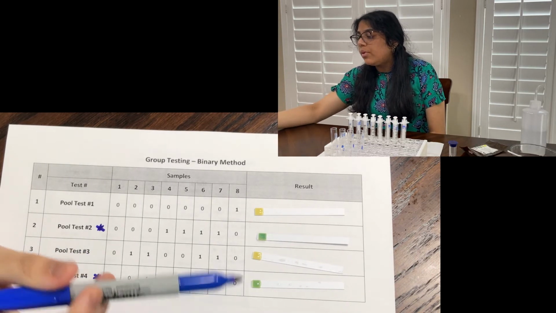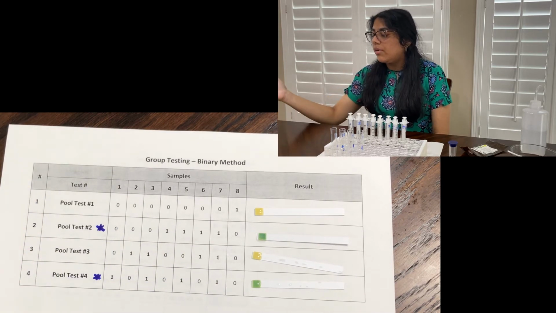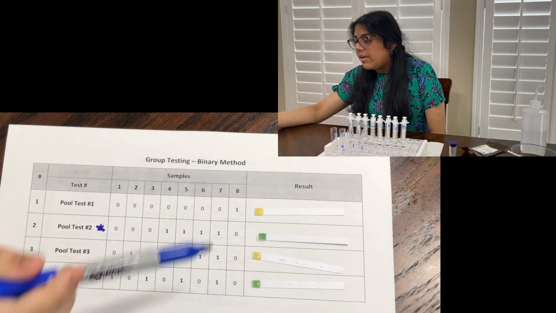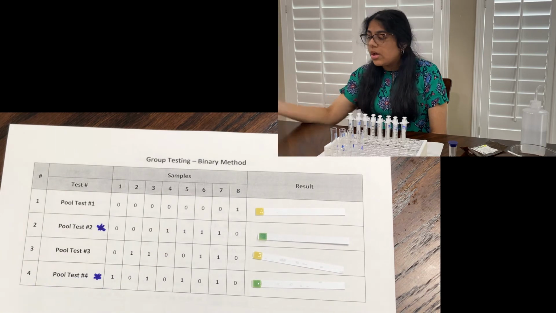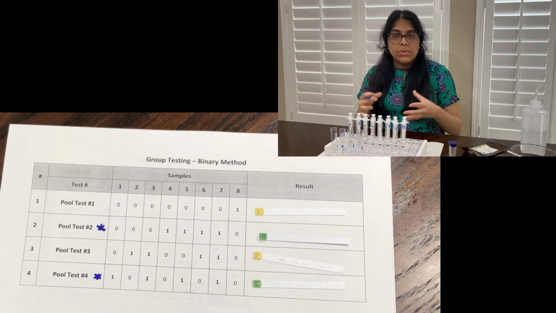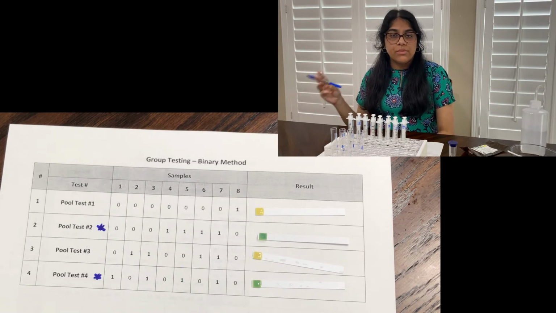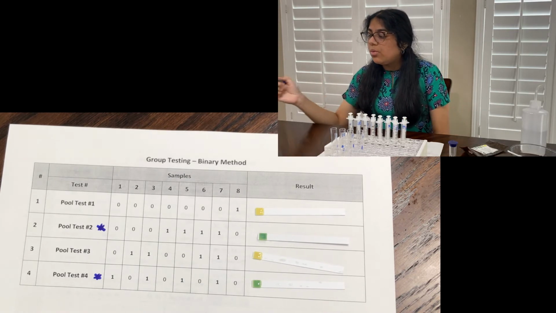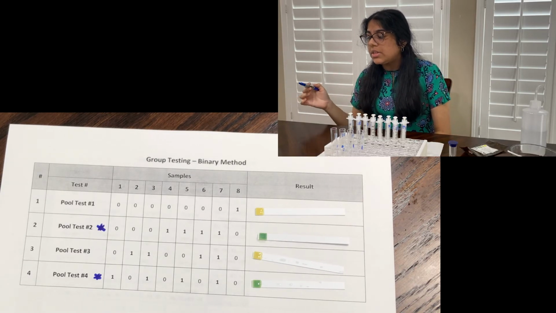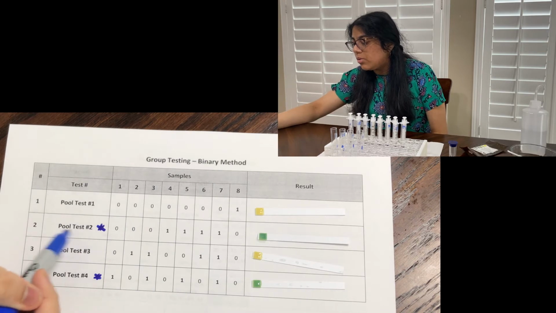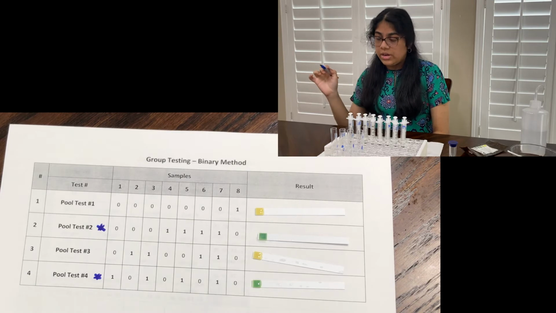Because if we look at which samples that we put each number into, so for example, I put sample 7 into pools 2, 3, and 4, but not 1. So that means if sample 7 was hypothetically the infected sample, then only pool tests 2, 3, and 4 would turn green, right? So we need to look at the individual sample that only went into test pools 2 and 4. So I have to look for a binary combination of 0, 1, 0, 1.